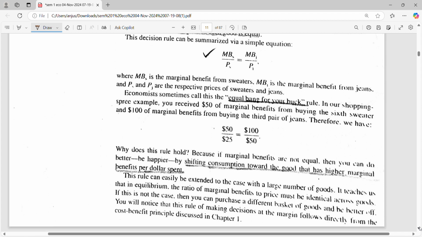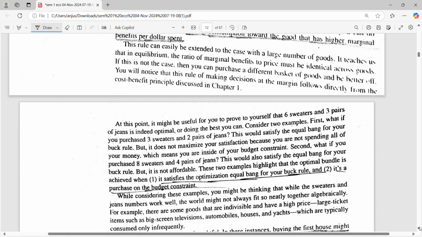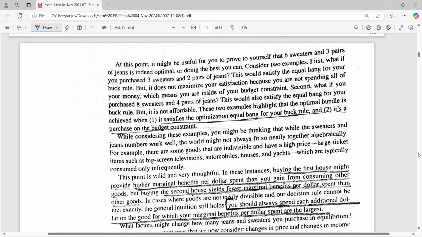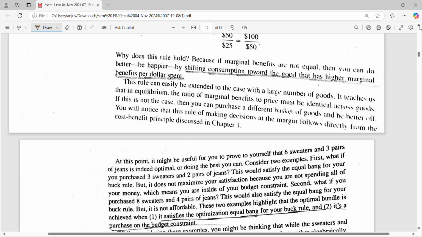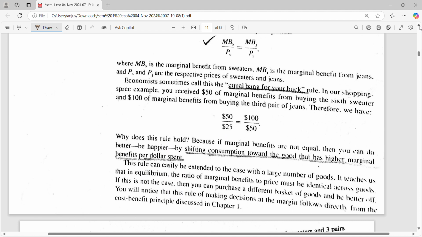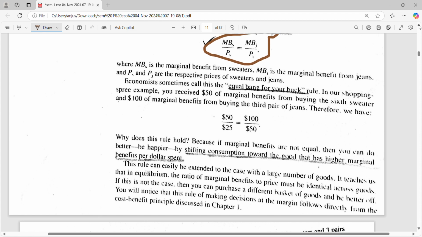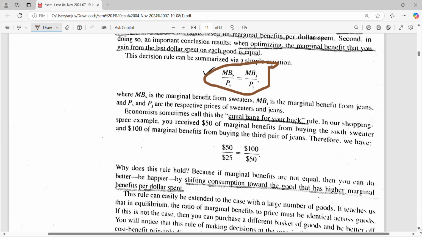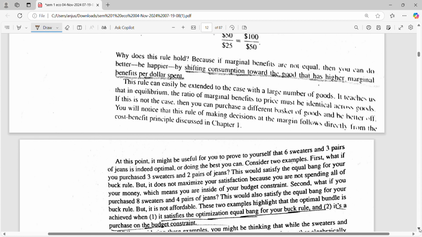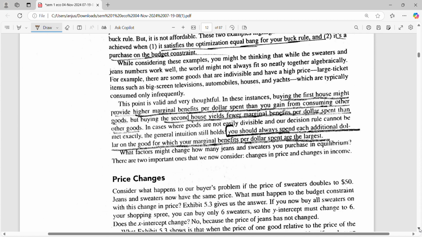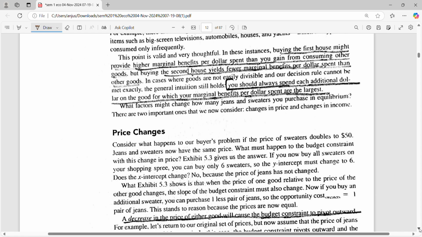So this is how it's calculated. This is called the equal bang for your buck rule. Just going with the marginal, purchasing things at the margin. This is how it is calculated. The rest you can read by yourself.